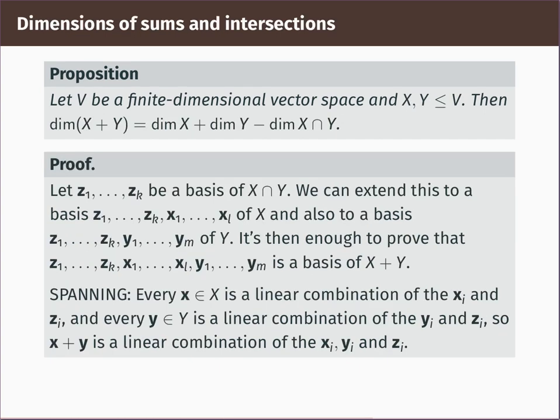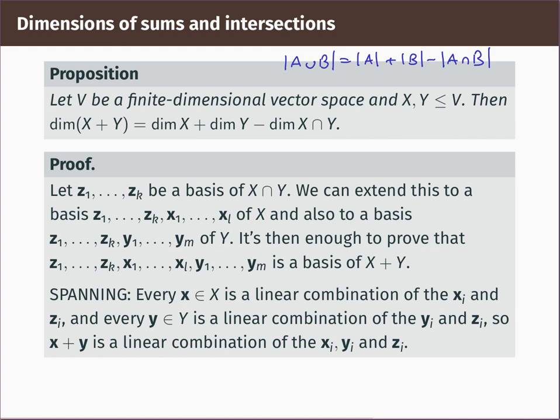We're now going to prove a result about dimensions of sums and intersections. You'll remember that when we studied finite sets, we had this thing called the Inclusion-Exclusion principle, which told you about the size of a union. If you have two finite sets A and B, the size of the union of A and B is equal to the size of A plus the size of B minus the size of A intersect B. This proposition is extremely similar to that.